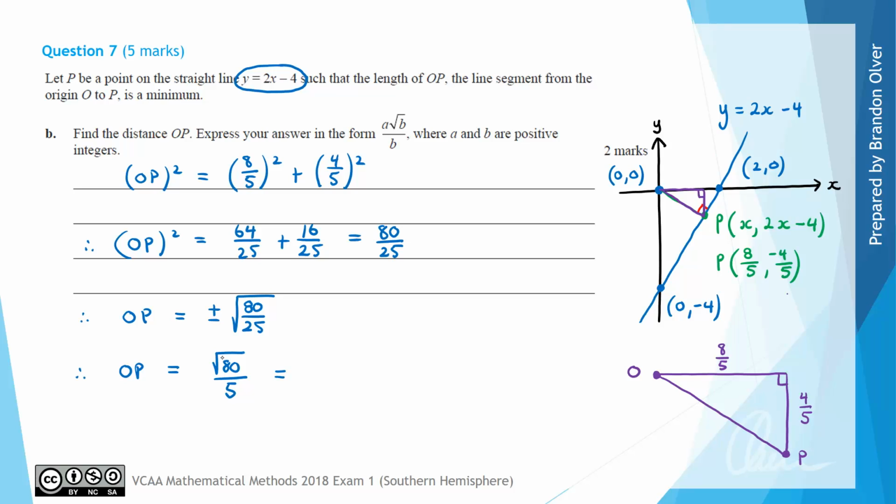And the square root of 80 can be simplified because 16 is a square number that goes into there, so we can write it as the square root of 16 times the square root of 5 divided by 5, which simplifies to 4 square root 5 over 5. So that is the answer to part B of this question.